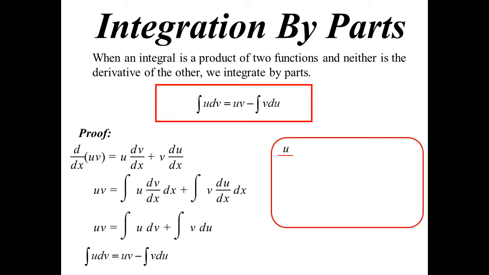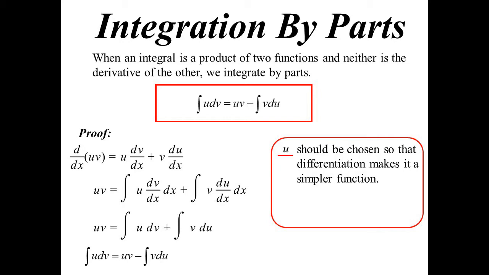Things to keep in mind when we're trying it. What's u? Well, u I want to pick so that when I differentiate that particular function, it becomes simpler. dv, well, it has to be something that can be integrated, because we're going to have to work out what v is. So dv, got to integrate it, get v. So they're the sorts of things I'm looking at when I want to choose which function is going to be my u, which function is going to be my dv.